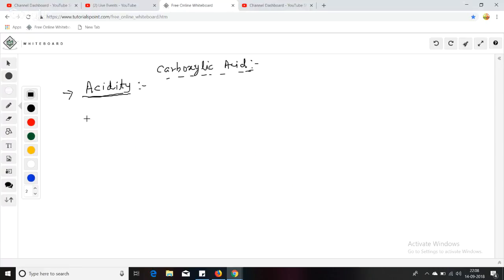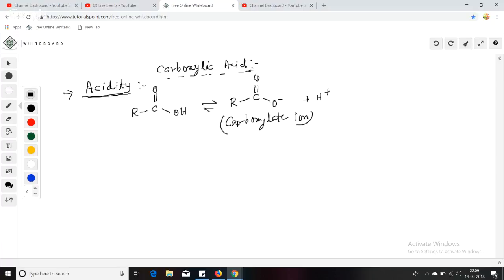Any carboxylic acid, C double bond O, OH, is acidic in nature because it can lose H plus and form carboxylate ion. This is carboxylate ion. So if this carboxylate ion is stable, then acidity will increase. The more stable the carboxylate ion, the more will be the acidity of the carboxylic acid.